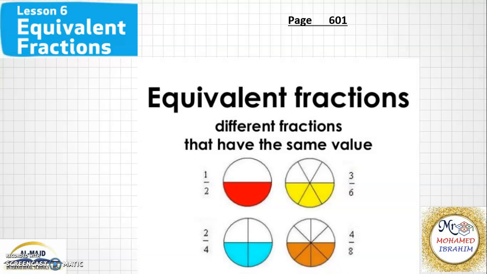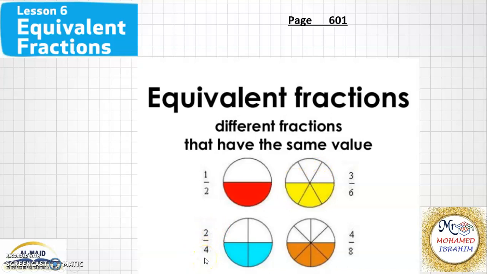Equivalent fractions are different fractions that have the same value. For example, this is 1 over 2. 1 over 2 represents half of the circle. And this is 3 over 6. We can pronounce it 3 over 6 or 3 out of 6. It represents half of the circle, half of the amount.